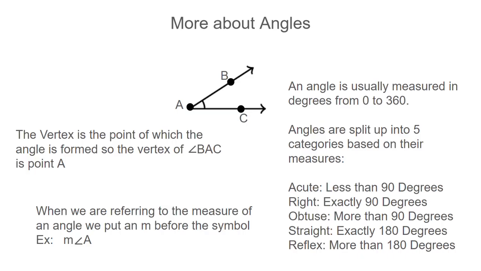A few more things about angles. The point we have been discussing, where the angle is located, is called the vertex, and in this example, the vertex of the angle would be point A. Also, all angles can be grouped by their measure into 5 categories: acute or less than 90 degrees, right or exactly 90 degrees, obtuse or more than 90 but less than 180 degrees, straight meaning exactly 180 degrees, or lastly, reflex meaning more than 180 degrees. When we are referring to the measure of an angle, we must put an m before the symbol, so if we want to relate the measure of angle A, we would denote it like this.